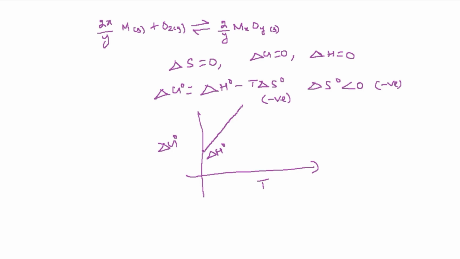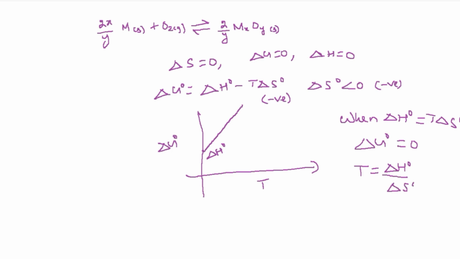So for this reaction, delta G is 0 but delta G naught is not 0, and delta G naught can also become 0 when delta H naught is equal to T delta S naught. The temperature at which delta G naught becomes 0 is delta H naught by delta S naught.